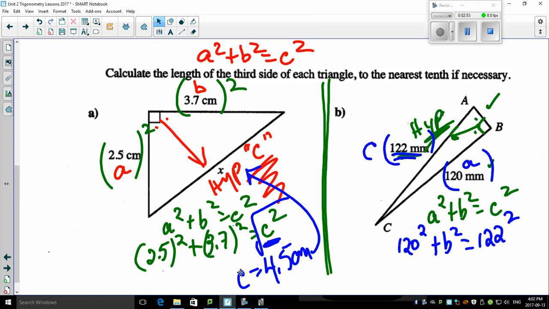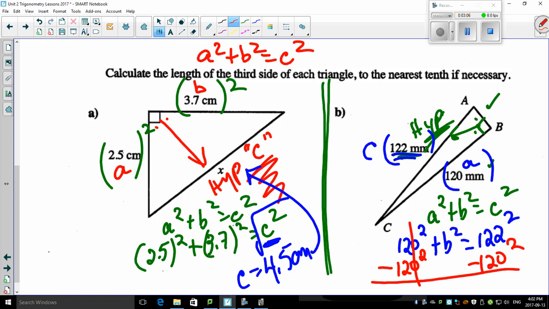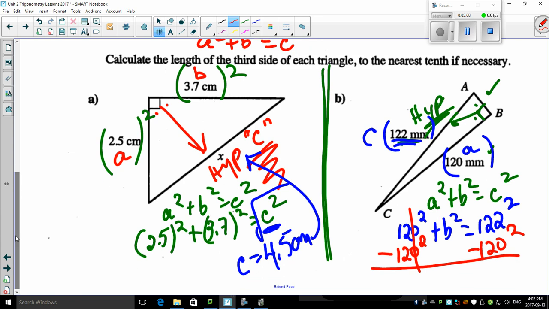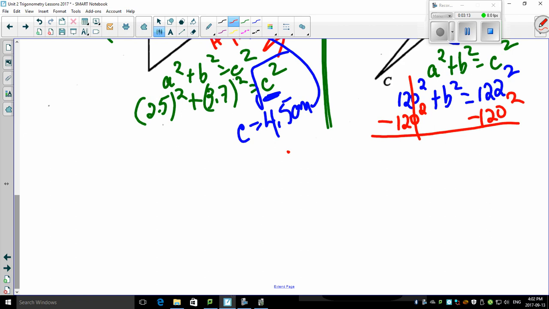Well, the easiest way to do this is you can either put the squared into your calculator right now or just do a little preliminary algebra to make sure that this thing works a lot easier for you. So you're going to subtract 120 squared from each side. That cancels there. And check this out. I need a little bit more space. Boom. Come on. There it goes. Okay. You're going to have b squared equals 122 squared minus 120 squared. And then don't forget to square root it.